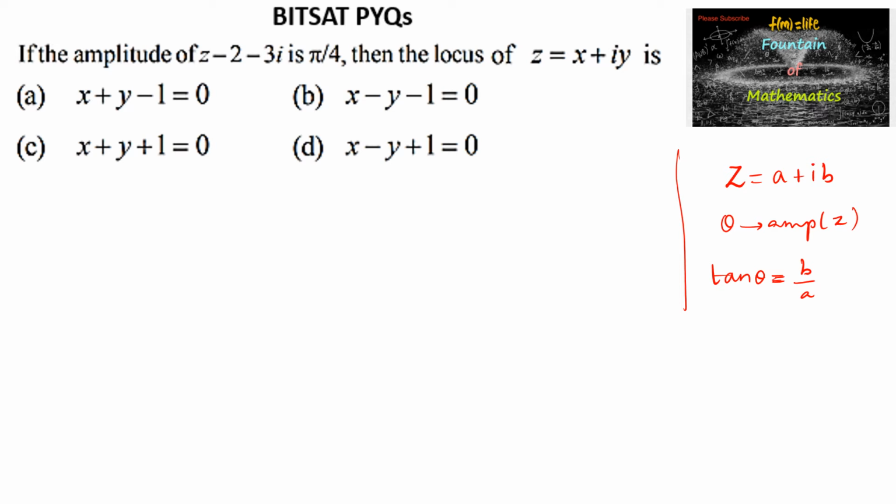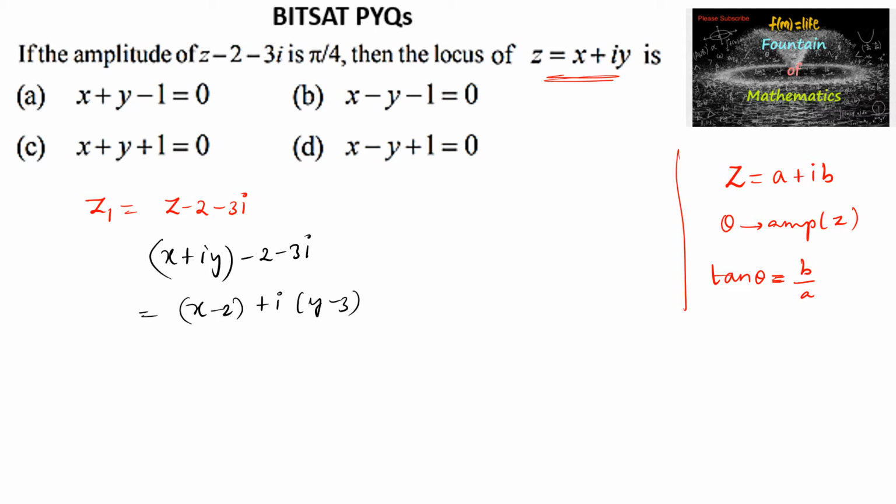So here, let z1 be the complex number z minus 2 minus 3i. For z equal to x plus iy, we can write x plus iy minus 2 minus 3i, which is x minus 2 plus i times (y minus 3). This is in the form of a plus ib. Then the amplitude of z1 is equal to pi by 4, that is tan pi by 4 is equal to b upon a, that is (y minus 3) upon (x minus 2).